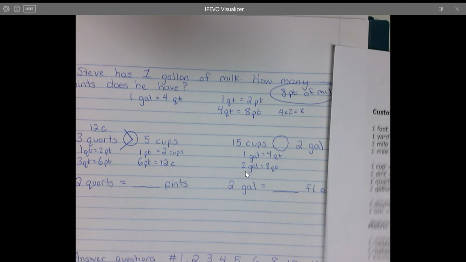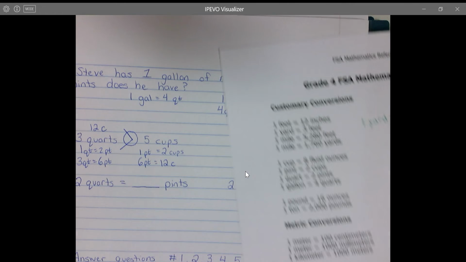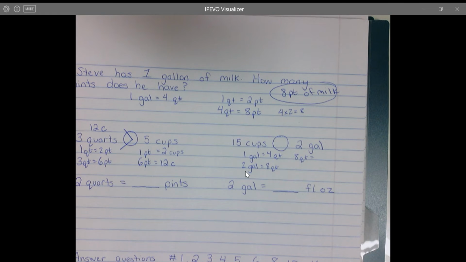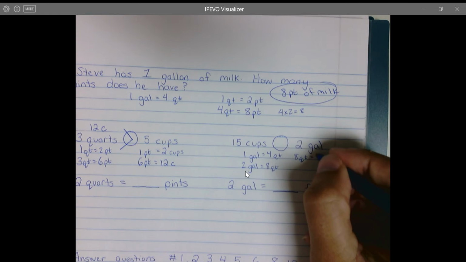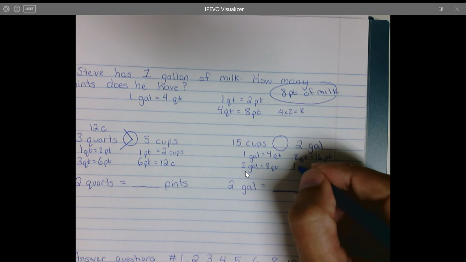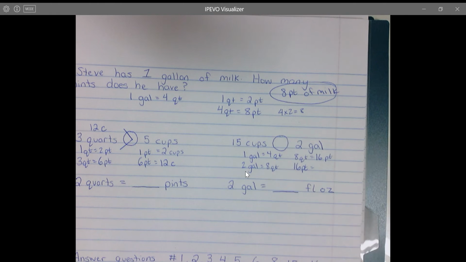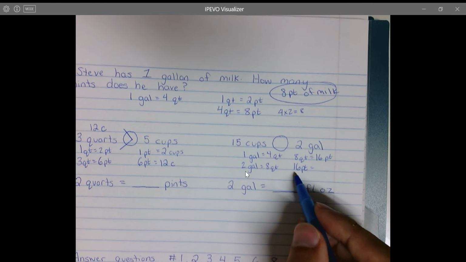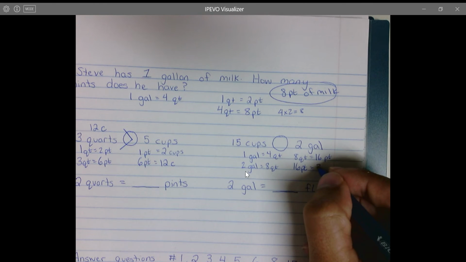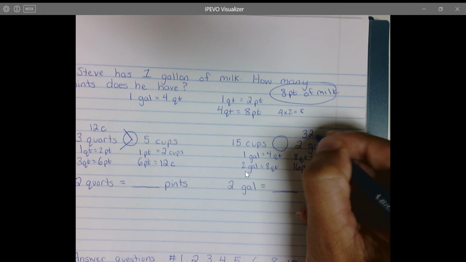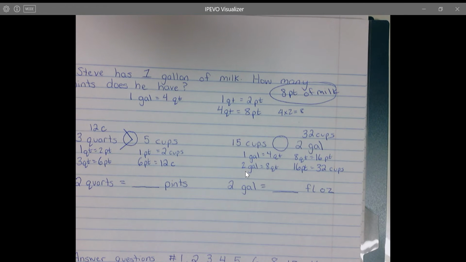Well, inside 1 quart is 2 pints. So with 8 quarts, I have 8 groups of 2, that would be 16 pints. And now finally I have 16 pints. Inside 1 pint is 2 cups. So since I have 16, that's 16 groups of 2, that would give me 32 cups. So 2 gallons is the same thing as 32 cups. Which one's greater? Well, 32 is going to be greater than 15.